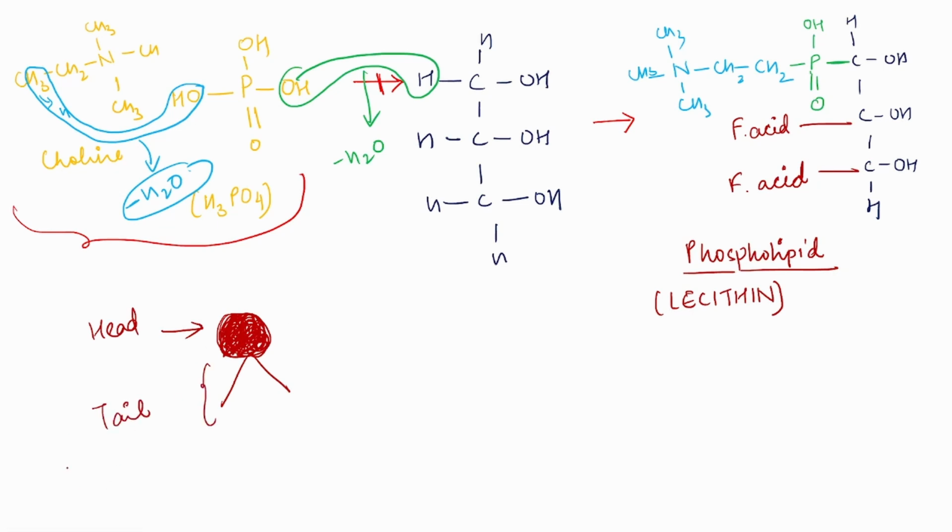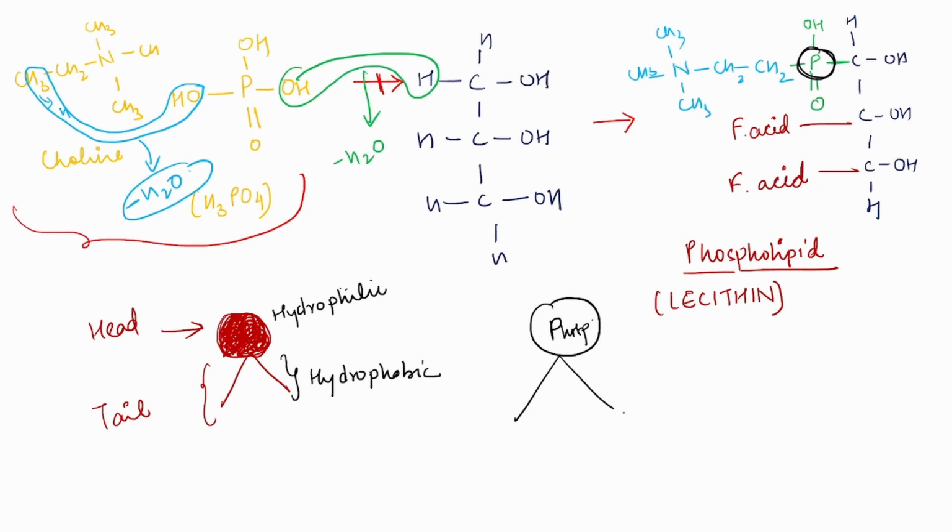We know that head is what? Is the head water loving or water hating? The head is hydrophilic, water loving, and the tail is hydrophobic, right? Now if you see this structure, what is the hydrophilic part here? This phosphate is hydrophilic. So we represent this phosphate as the head, and these two are tails. These two tails are fatty acids. This is one tail, this is one tail, and these two represent the two fatty acids. So this is the structure of a phospholipid, right?